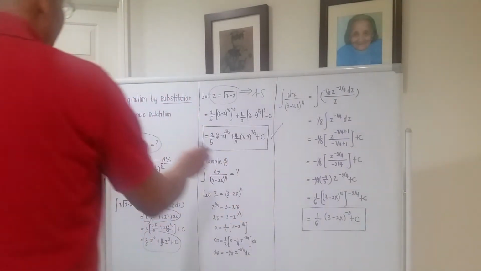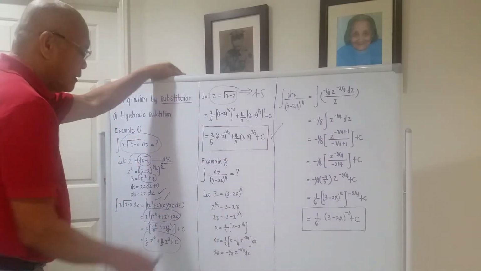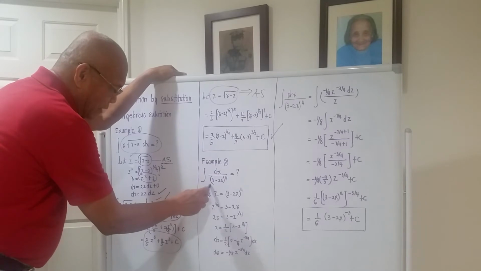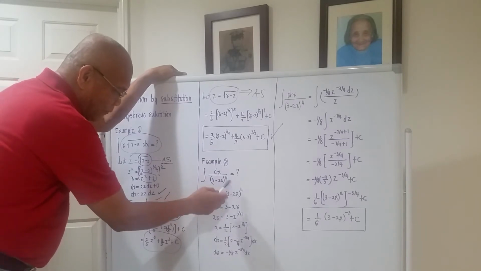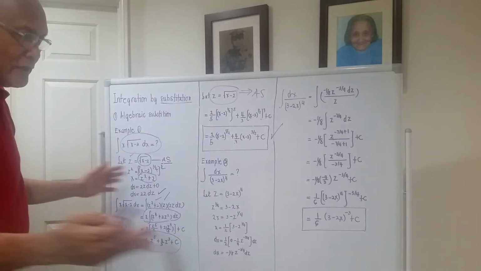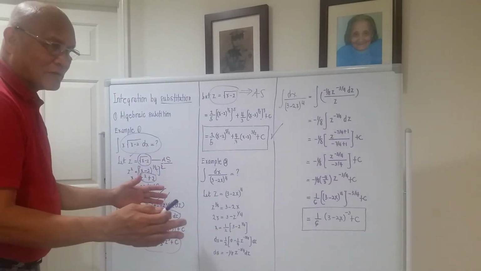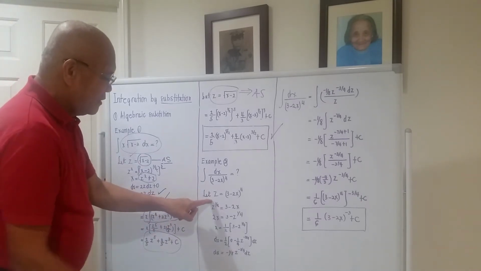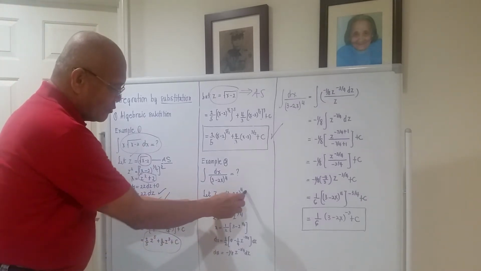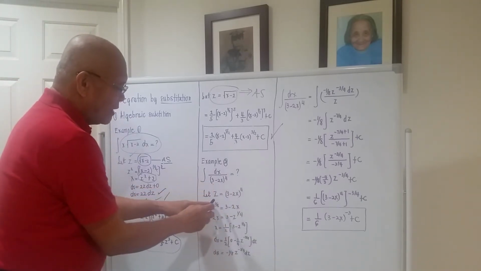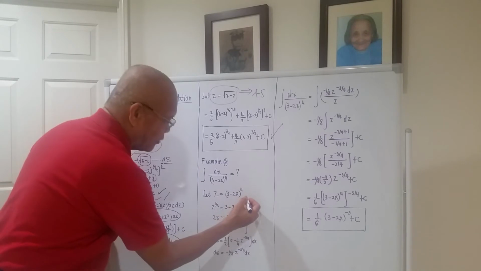Example number 2 under algebraic substitution. The integral of dx over (3 minus 2x) raised to the 4th power. This is under the denominator. Again, the solution will be algebraic substitution. I will let z equal (3 minus 2x) raised to the 4th power. I will let the denominator be z, and that is our algebraic substitution.